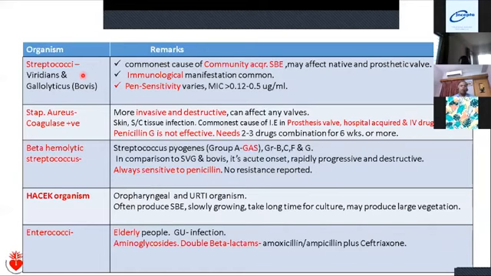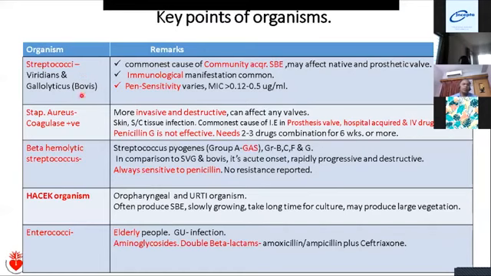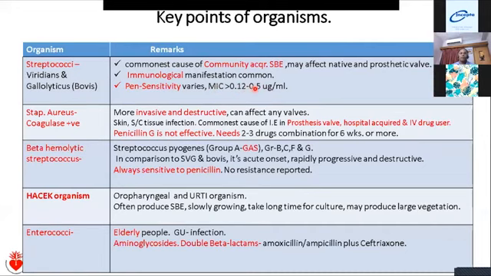I will go very rapidly through it because it is also important for antibiotic therapy. Streptococcus viridans and Streptococcus bovis are mostly penicillin sensitive if the MIC is less than 0.12 microgram per ml, that is called highly sensitive. Between 0.12 to 2.5 microgram, it is intermediate sensitive, and if the MIC is more than 0.5, it will be resistant. And it is mostly community acquired subacute infective endocarditis.